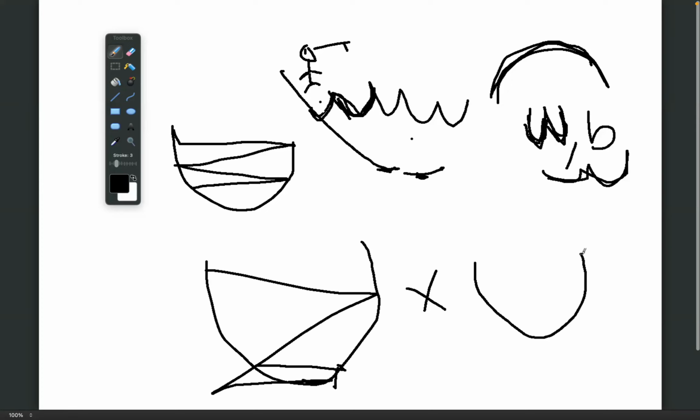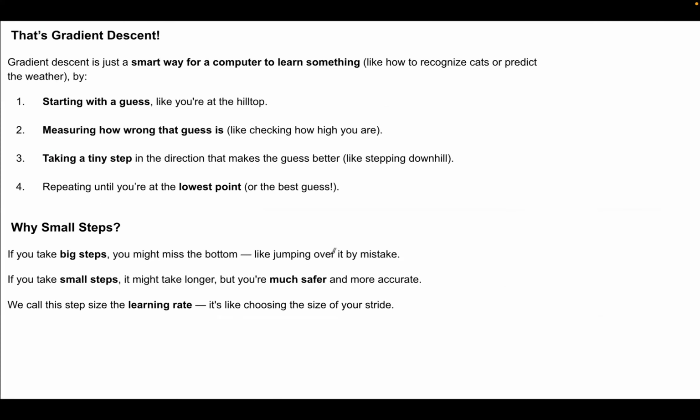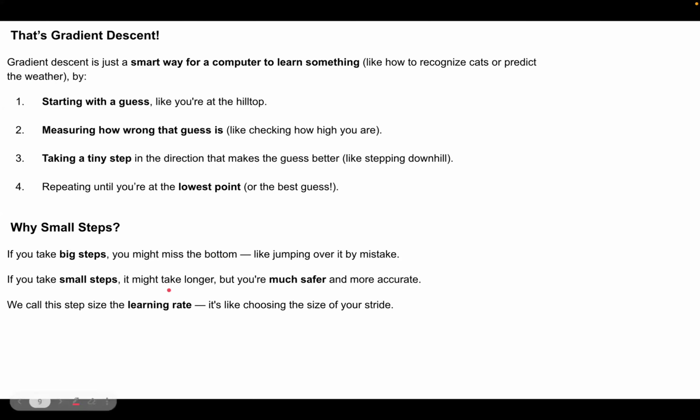So what do I do in this scenario? I take small steps, very small steps. Look around, take small steps until I get to where I'm going. So if you take big steps, you might miss the bottom, like jumping over it by mistake. If you take small steps, it might take longer, but it's much safer.